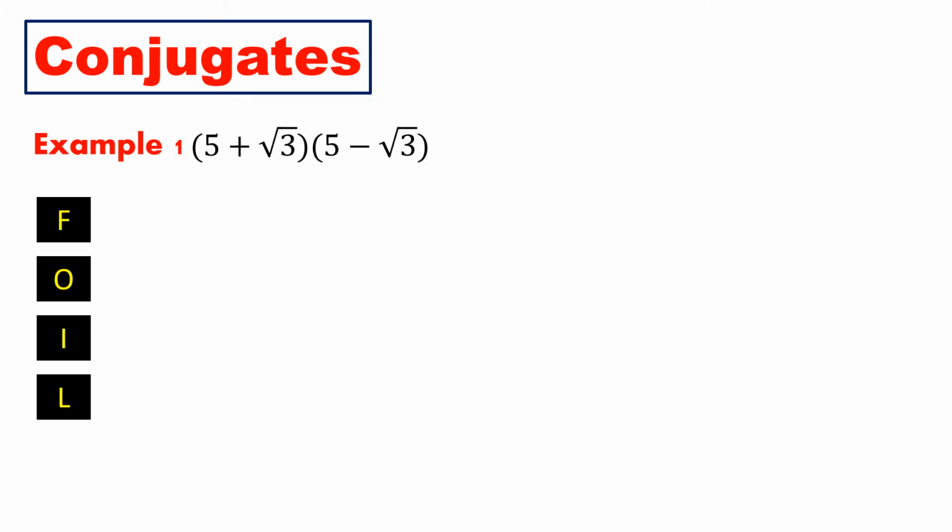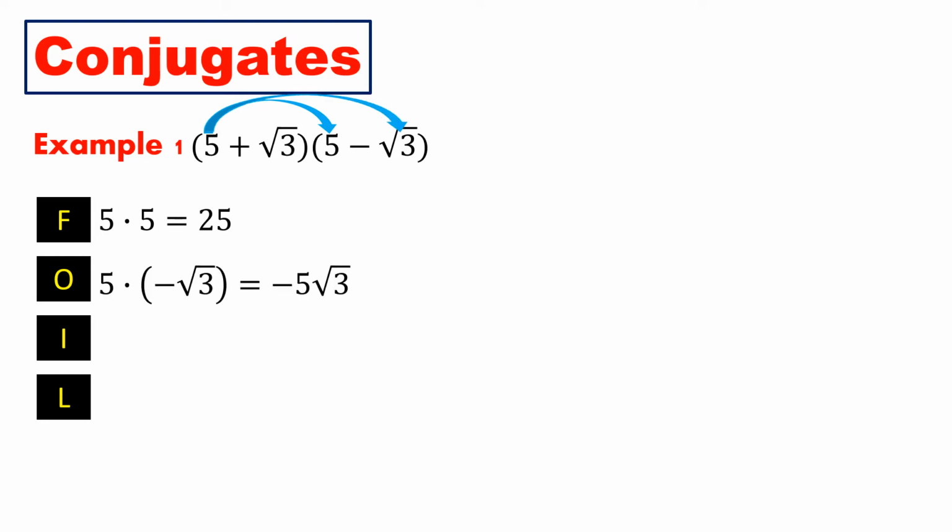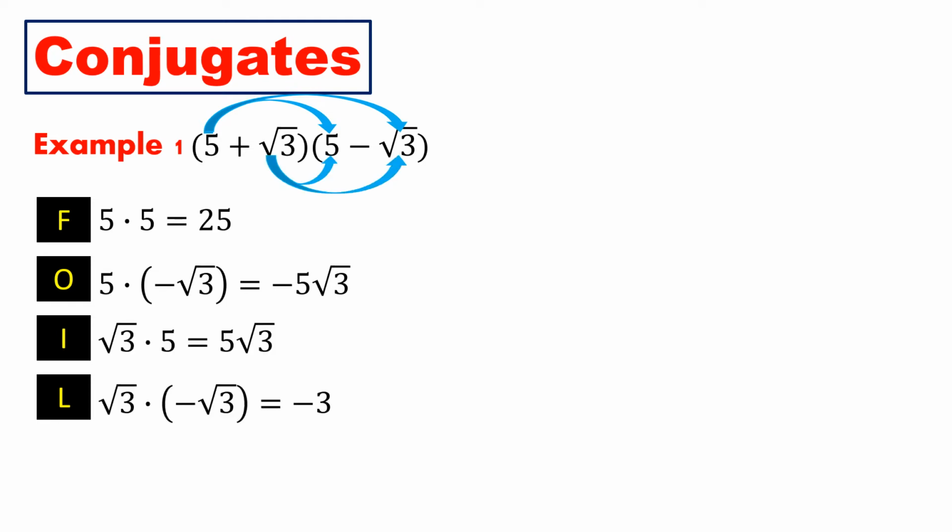In this lesson, we learn about conjugates. Let us take a look at example 1. We use FOIL method to multiply the two binomials. We multiply the first two terms, the outer two terms, the inner two terms, and the last two terms.